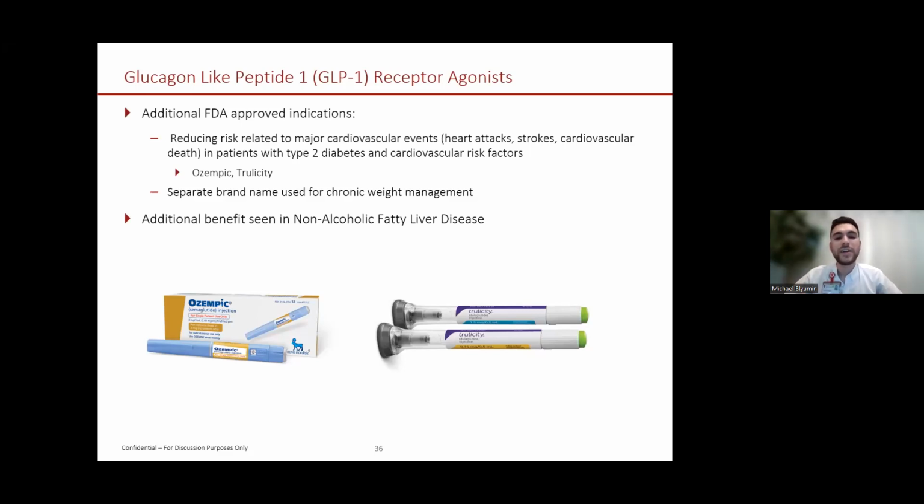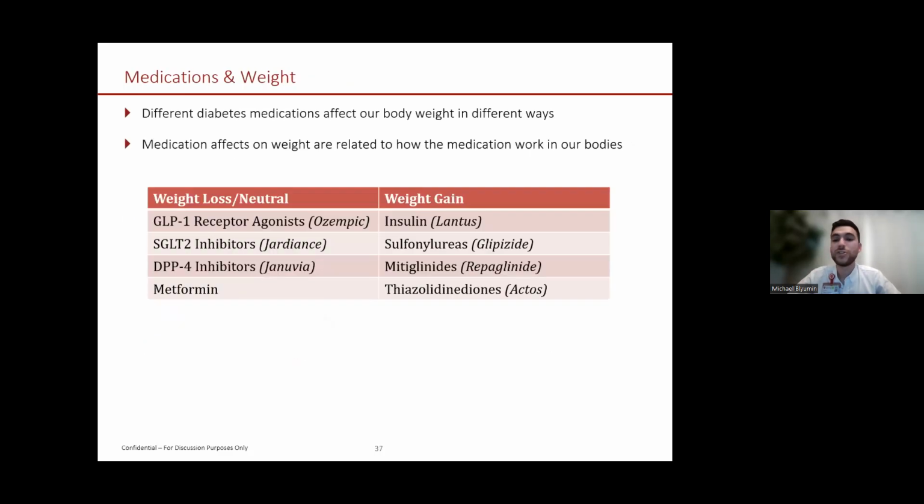And then we have some additional benefits which are not FDA approved. They're like off-label benefits, but there have been studies that have shown that GLP-1 receptor agonists are very helpful in improving non-alcoholic fatty liver disease. That's likely related to the effects of weight loss and improvement in blood sugar control, given how a lot of the risk of non-alcoholic fatty liver disease is obesity and diabetes. So those are the additional benefits we see with some of the medication.